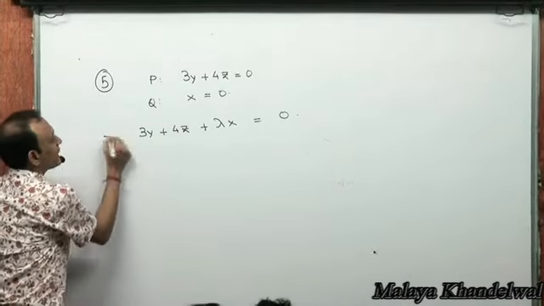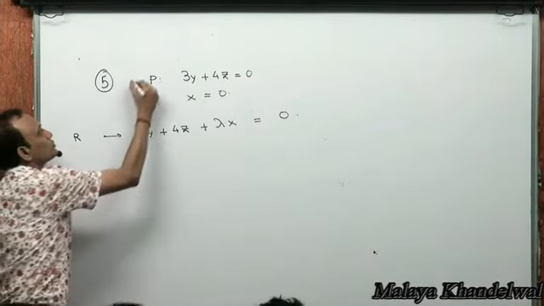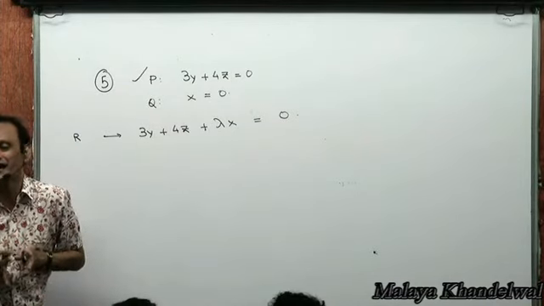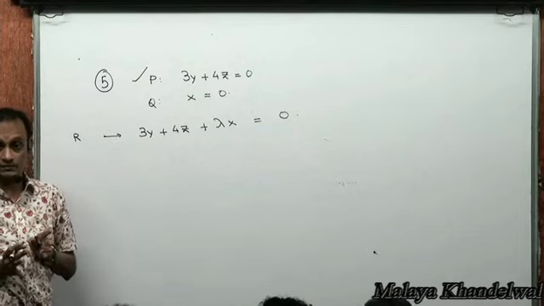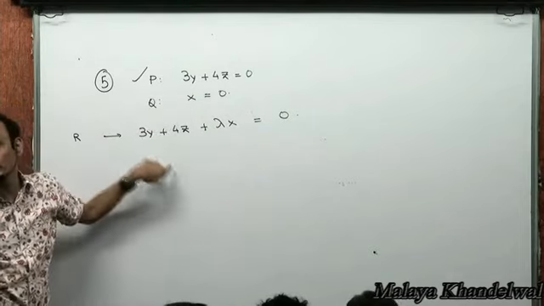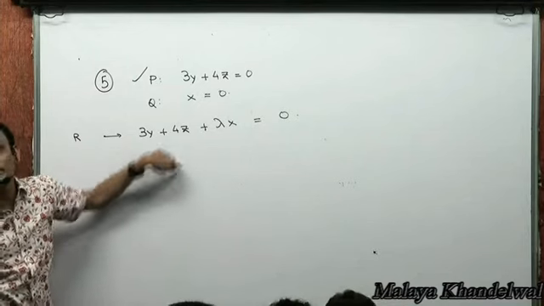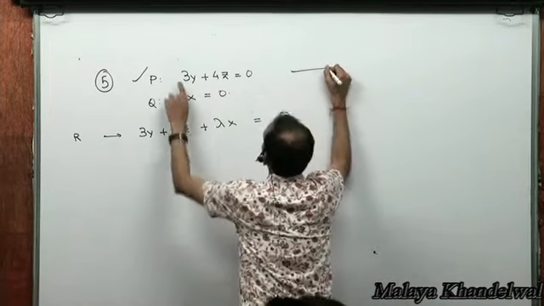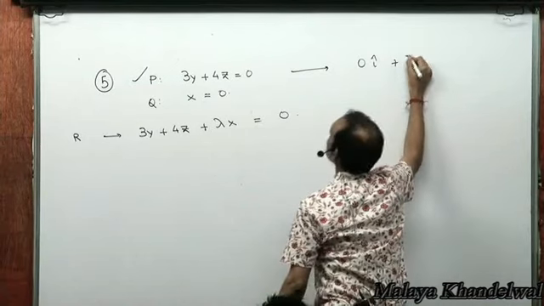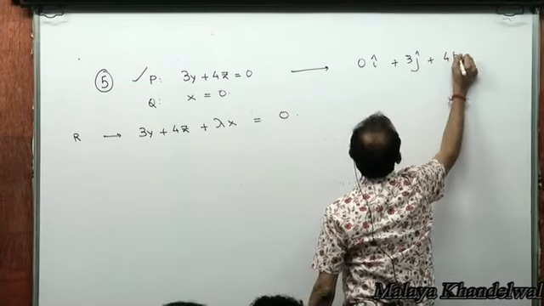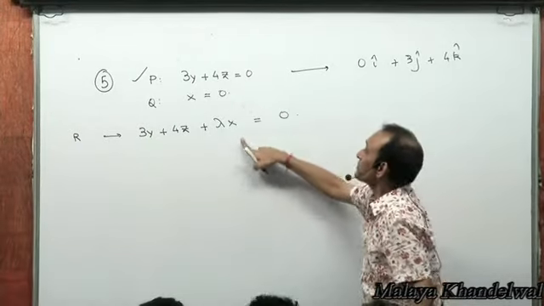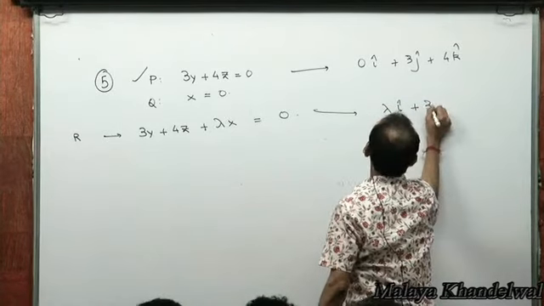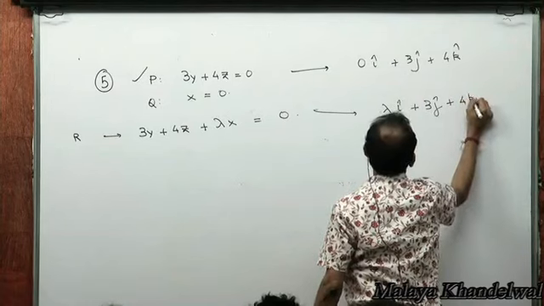But this plane, call it R, and this original plane P, the angle enclosed between P and R is 60 degrees, right? That means the angle between the normal to this plane and the normal to this plane will also be 60 degrees. What's the normal to this plane? 0 i cap plus 3 j cap plus 4 k cap is a normal to this plane, right? And what's the normal to this plane? Lambda i cap plus 3 j cap plus 4 k cap is a normal to this plane, right?